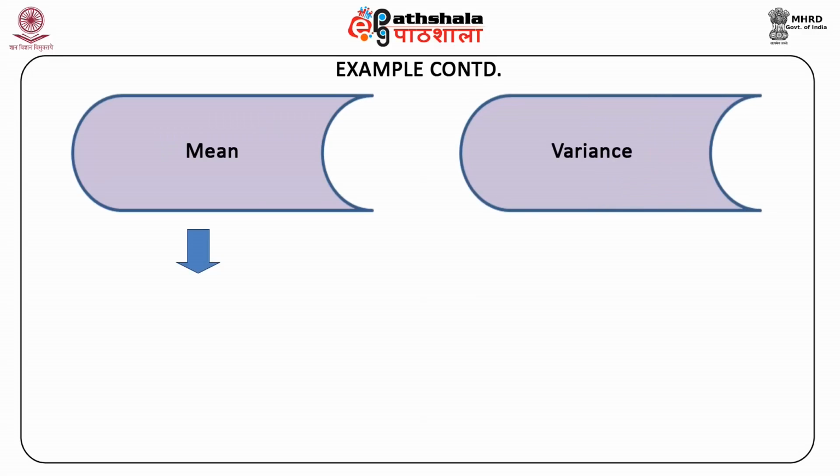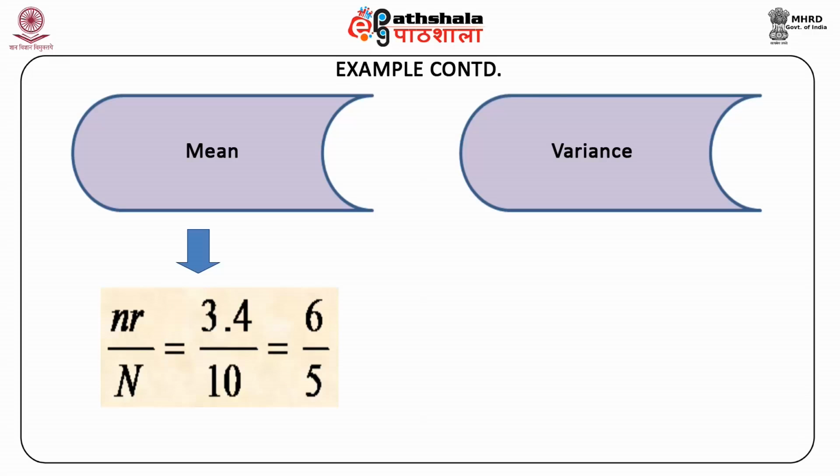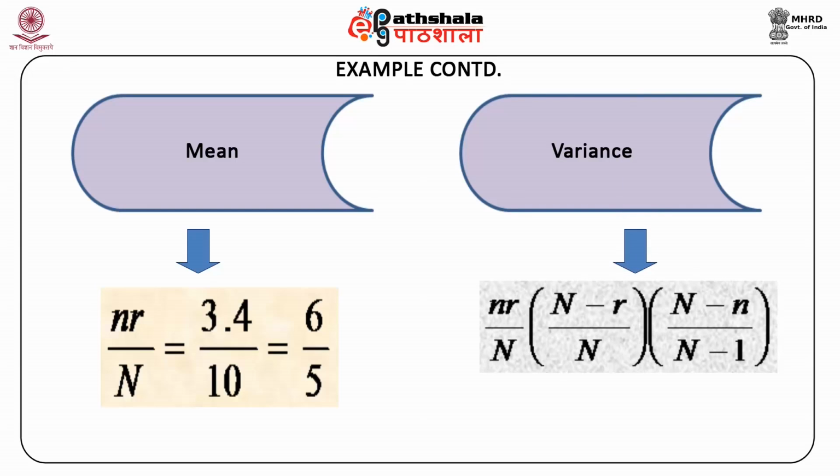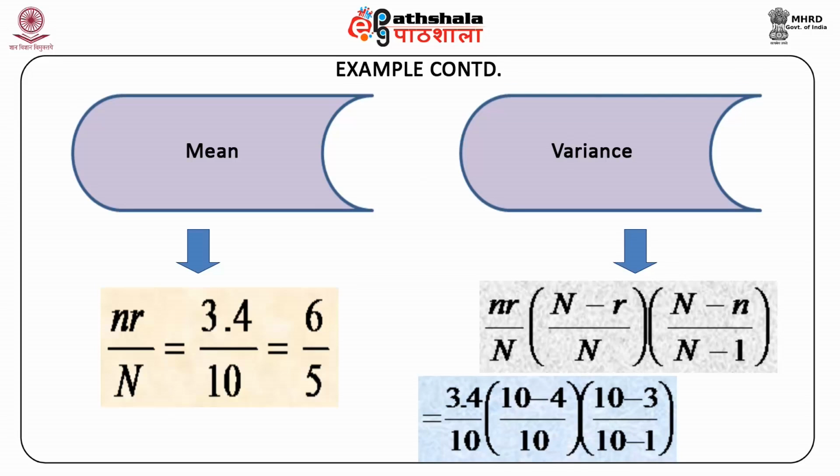The mean and variance are given as follows. Mean is equal to nR upon capital N, which is equal to 3 into 4 upon 10, equal to 6 upon 5. Variance is equal to nR upon N, times (N minus R) upon N, times (N minus n) upon (N minus 1), which is equal to 3 into 4 upon 10, times (10 minus 4) upon 10, times (10 minus 3) upon (10 minus 1), which is equal to 6 by 5 into 6 by 10 into 7 by 9, which is equal to 14 upon 25.